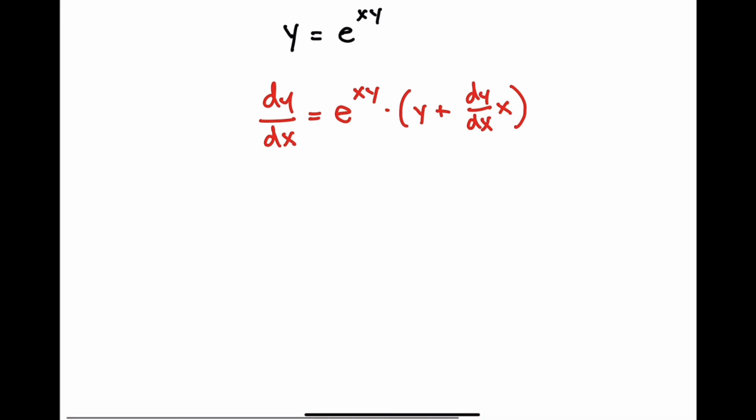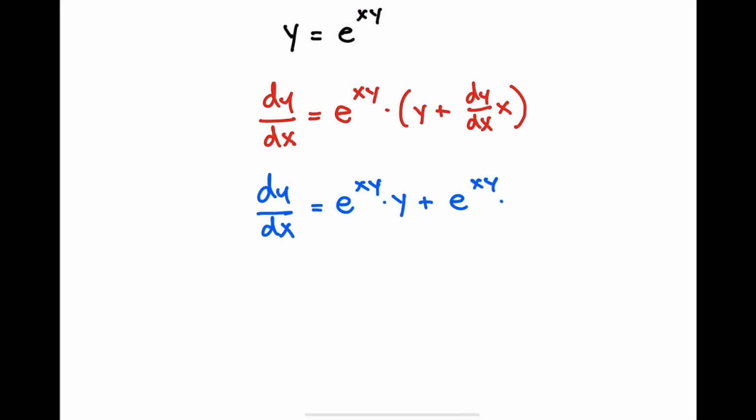All right, so to do that, if I want to bring this term over to the left side, I'm going to need to distribute in this term first. So to do that, I'm going to end up with dy over dx on my left side is equal to e to the xy times y plus e to the xy times dy by dx times x.